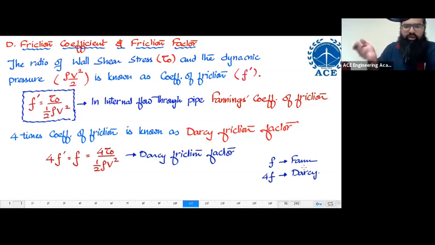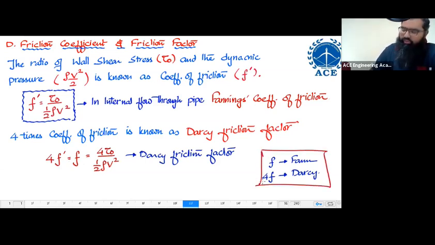But I am going to follow my convention; you can follow yours if you are comfortable. This is a standard convention followed by many books. F prime is used for Fanning's coefficient, and 4F prime I am going to represent as F, which is the Darcy friction factor. This is also true for some books. So my convention is F stands for Darcy friction factor. Probably your convention is F is Fanning's and 4F is Darcy. You can take a snapshot of this slide if you want.